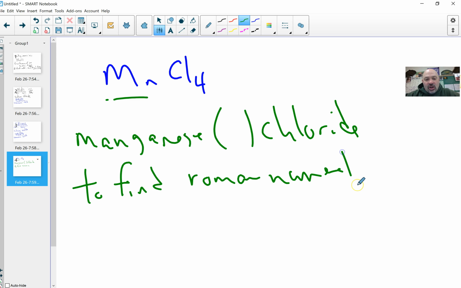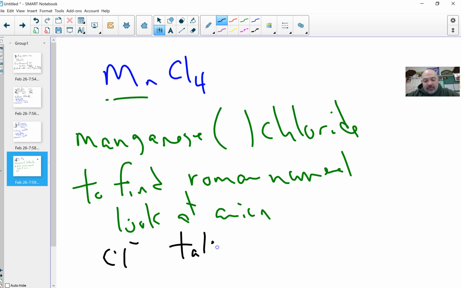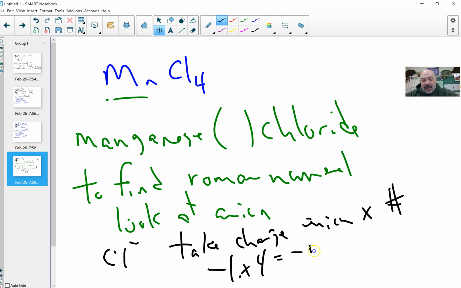And the Roman numeral is just the charge again too. So what we're going to do is look at our anion. We always know what the charge on the anion is. In this case, chlorine, or the chloride ion, we know is a -1. So we're going to take the charge of our anion and multiply it by the subscript, or how many of those there are. So -1, and there are 4 chlorides, so that gives me a -4. That's my total negative charge. So I have a total of -4 up here.